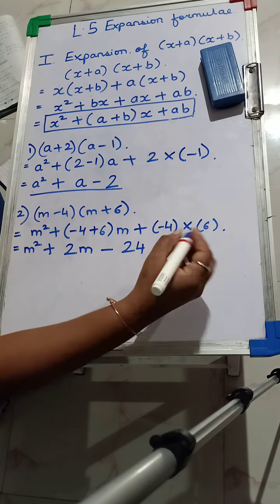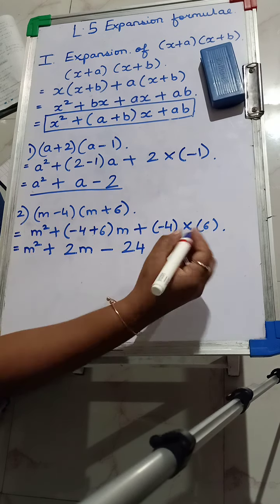So, got everyone? We just substituted according to the formula x square plus (a plus b)x plus ab. According to that we have got this as the answer. Now we will come to the fifth sum. What is the fifth sum here? The fifth sum is (3x plus 4y)(3x plus 5y).